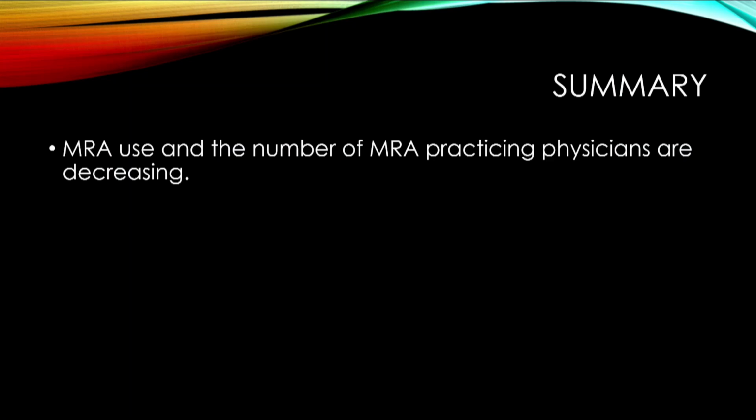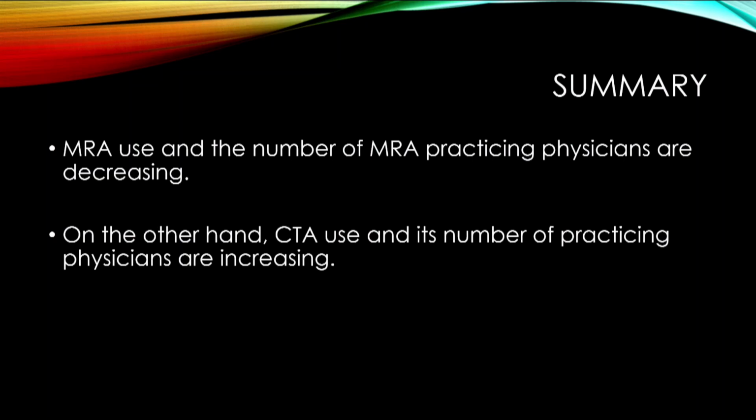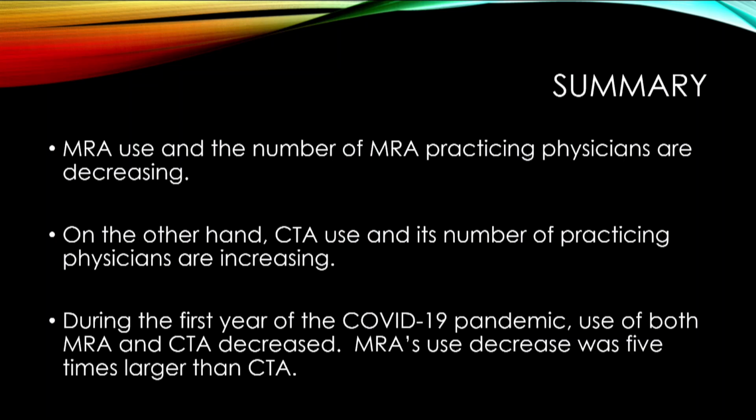So I was actually surprised to find this out when I first ran these numbers. I went back to check that I wasn't making a mistake. I had started looking at CMR usage, the same type of analysis, and there's sort of a dramatic growth, but clearly MRA use and the number of MRA practicing physicians are decreasing, and we should all know that. On the other hand, CTA use and its number of practicing physicians are increasing. And during the first year of the COVID pandemic, use of both decreased, and MRA's decrease was 5 times larger than CTA's.